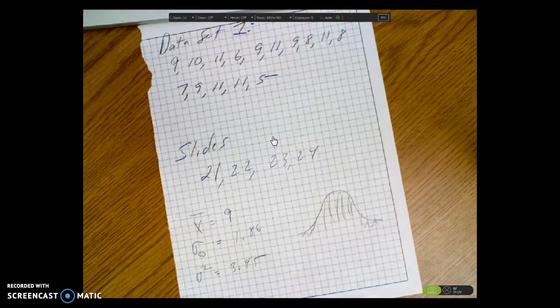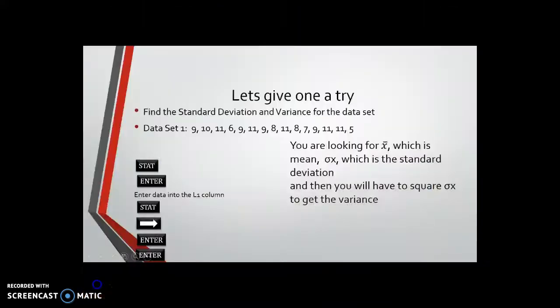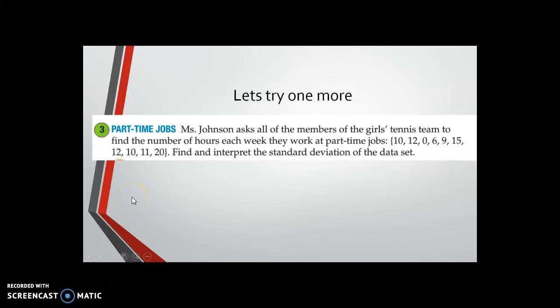All right, now let's go back. I'm going to pause it again, and we will go back to our PowerPoint. All right, so we were looking for the mean. We said that. This is what standard deviation is on your calculator, this sigma x, and then again we had to square it to get our variance. All right, and there were our answers. I think we said 3.45, 3.5. It depends on how you round, you're good to go. All right, let's give another one a try. All right, so I'm going to pause this again, and we'll go back to the calculator.